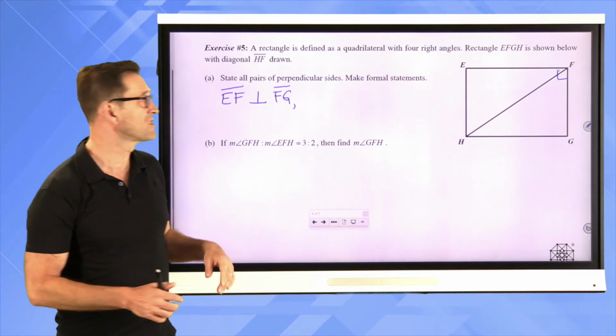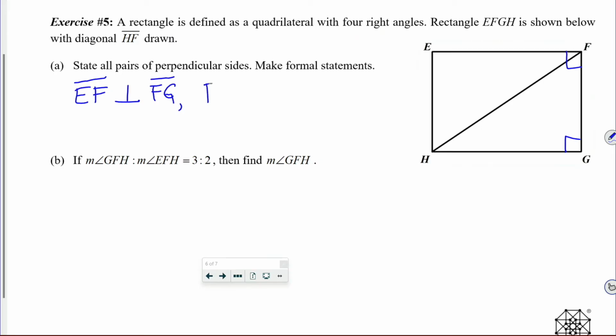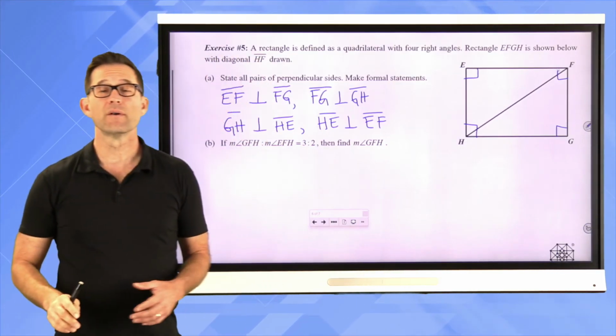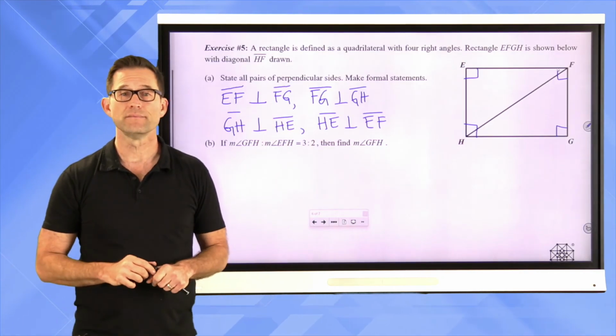All right, well, I'm going to just kind of go around the rectangle. I can now say that FG is perpendicular to GH. All right, I can say that GH is perpendicular to HE. And then finally, I can say that HE is perpendicular to EF. And right, notice for every 90-degree angle, for every right angle, there's a perpendicularity statement.